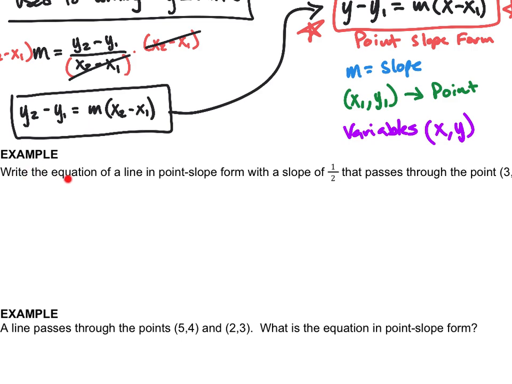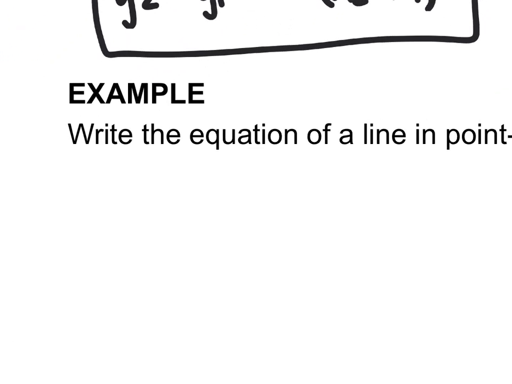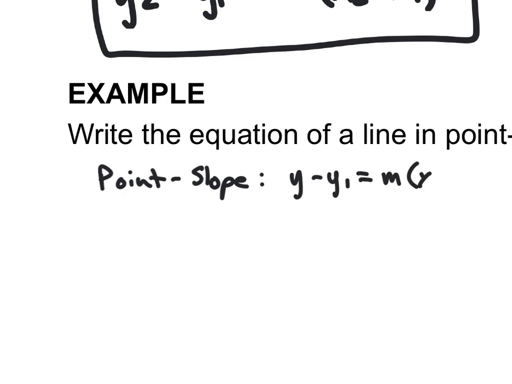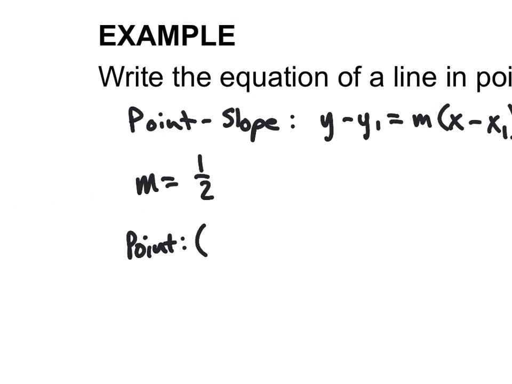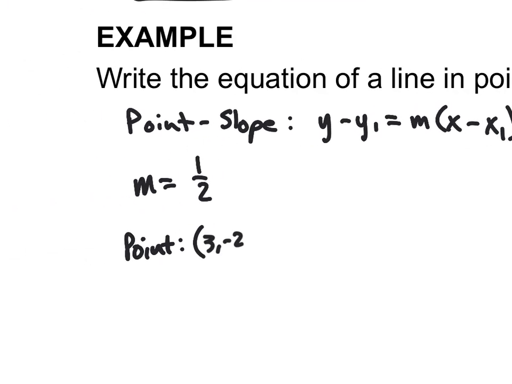It says, write the equation of a line in point-slope form with a slope of 1/2 that passes through the point (3, -2). So I'm going to write down my point-slope form: y minus y sub 1 is equal to m times x minus x sub 1. I want to identify that we have a slope of 1/2 and a point. The point is (3, -2).